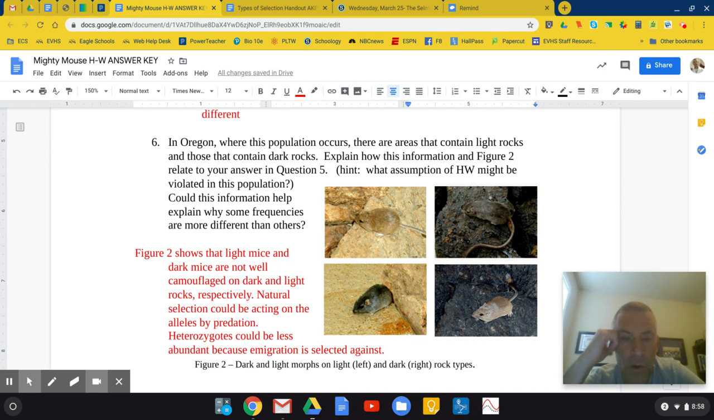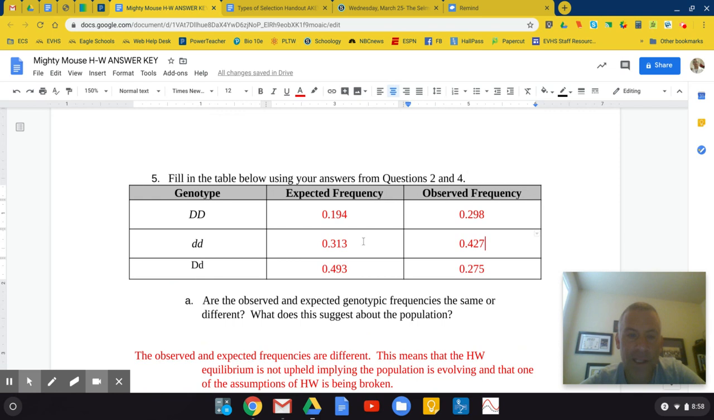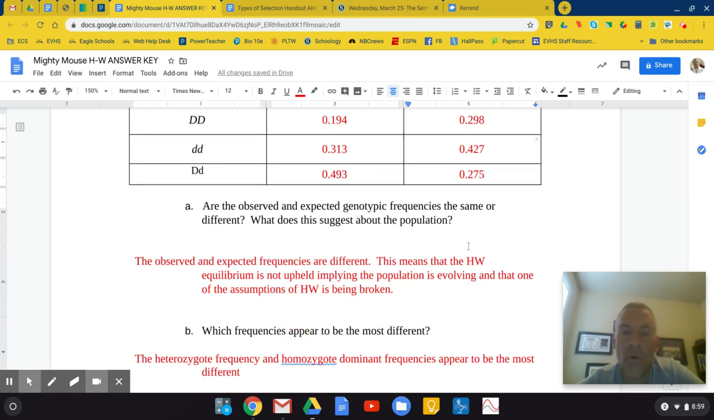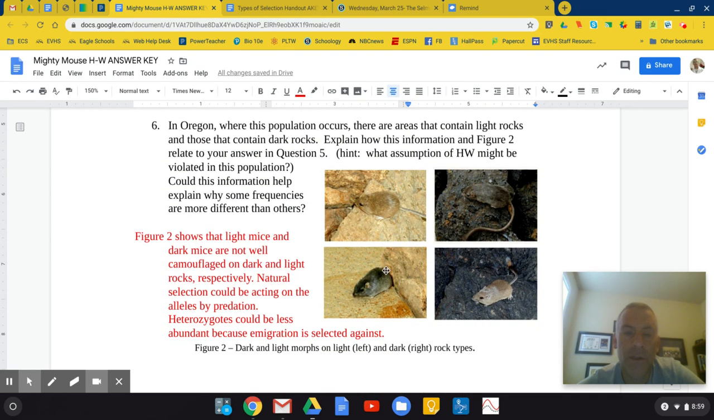And that will give us very different numbers than what we see up above. So that's where we see here, as we looked at our expected heterozygotes, we expected almost 50% of the population to be heterozygotes, but it was way less. We expected a lower number of the light mice, but we actually had a lot more. So that leads to this, heterozygotes could be much less abundant because emigration is selected against, because they're not moving out of the population so much.